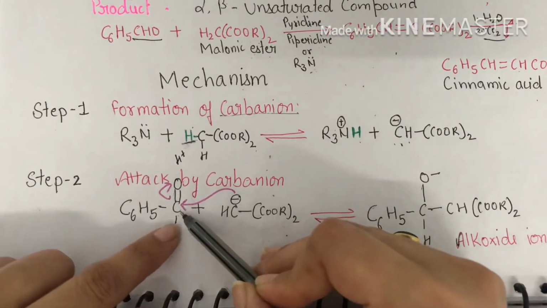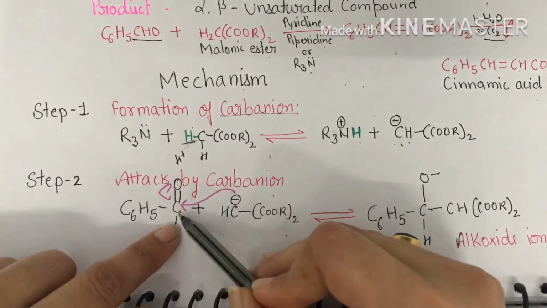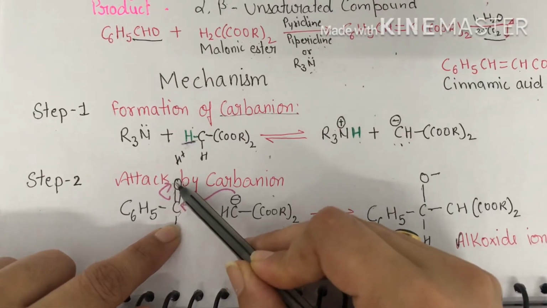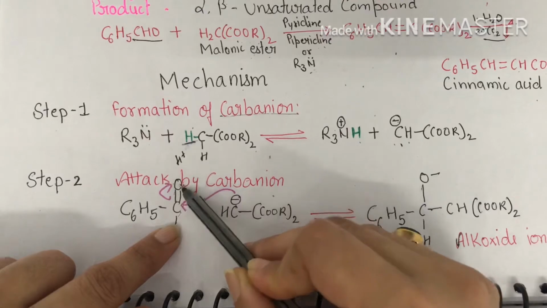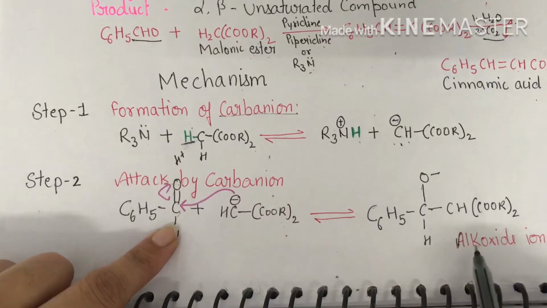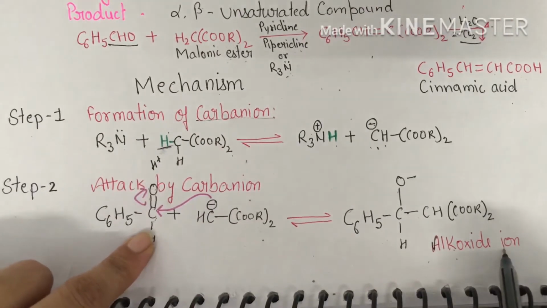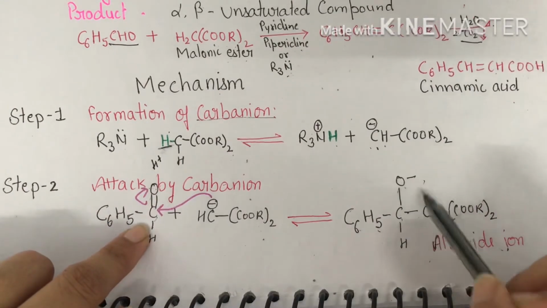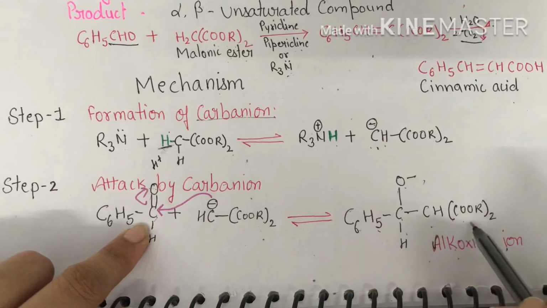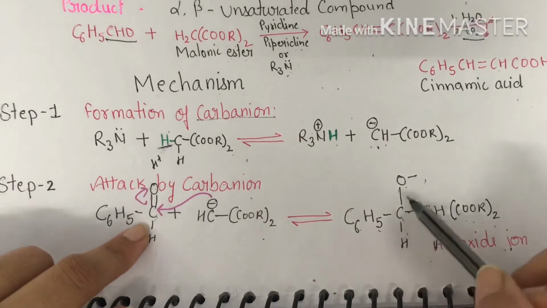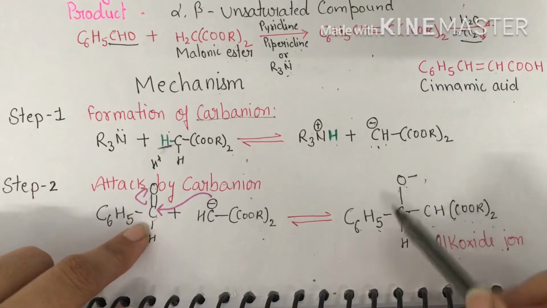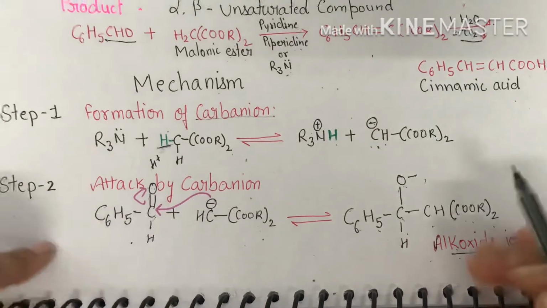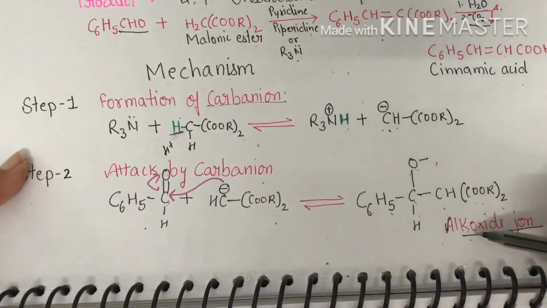This carbonyl group has an electrophilic carbon. Why? Because of shifting of these pi electrons onto the oxygen atom. These pi electrons shifted to the oxygen atom, then they will form alkoxide ion. Right? Then alkoxide ion, C6H5, CH(O negative), CH(COOR) whole twice. Oxygen has the negative charge, and this compound is alkoxide ion, right? Then alkoxide is already formed.